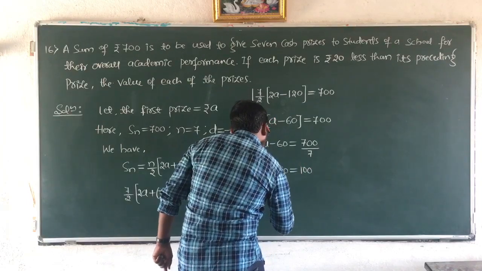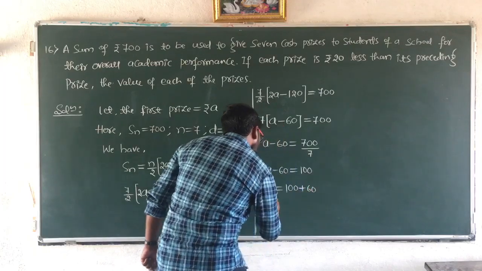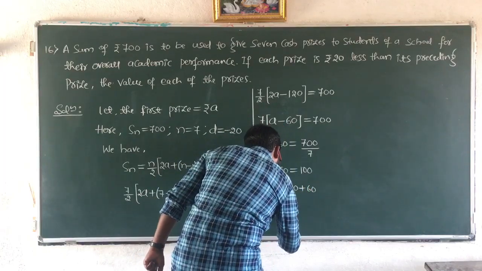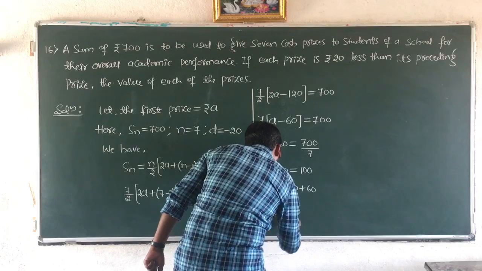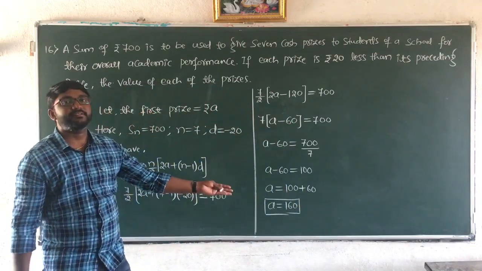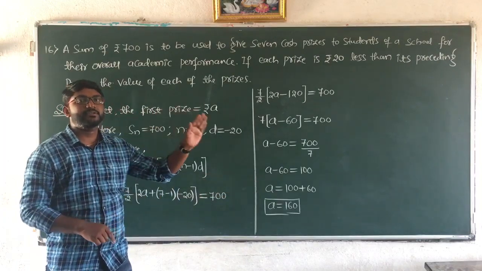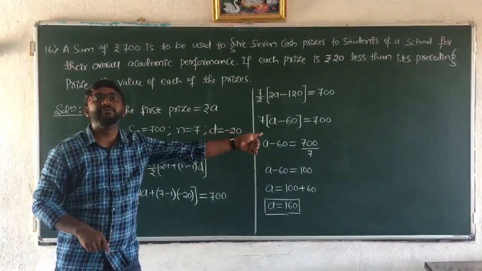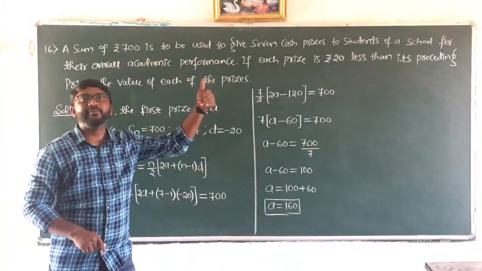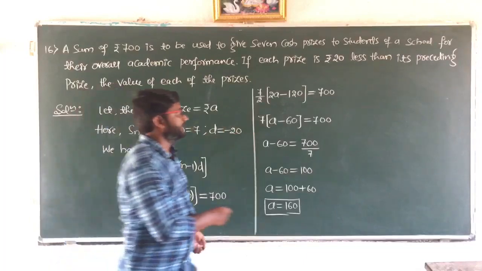Then a which is equal to 100 plus 60. Then a which is equal to 160. So now this is the amount of the first prize. That means it is 160 rupees. Then the second prize must be 20 less than this. That will be 140. Then the third prize will be 20 less than the second prize. That will be 120. See here, so that I will write here.